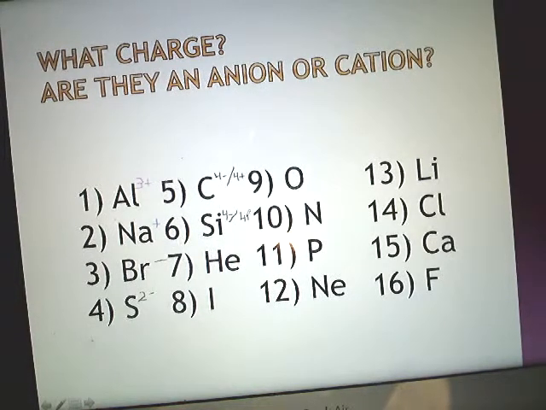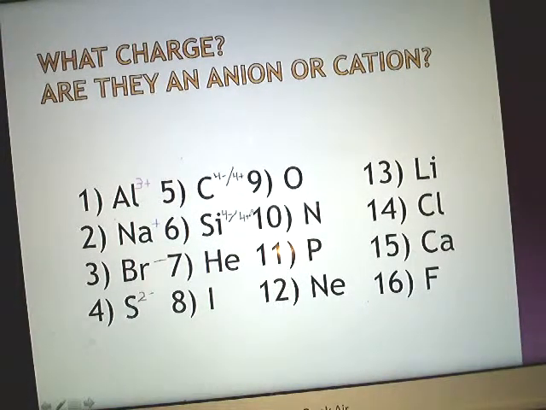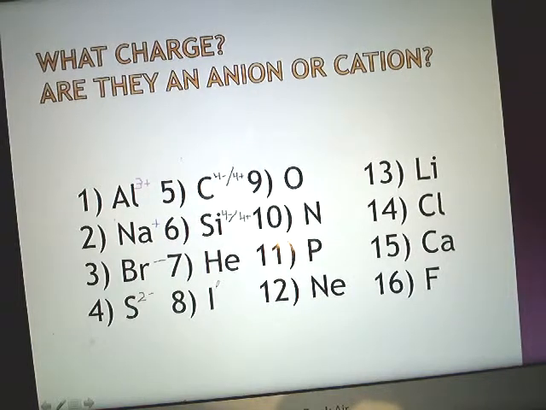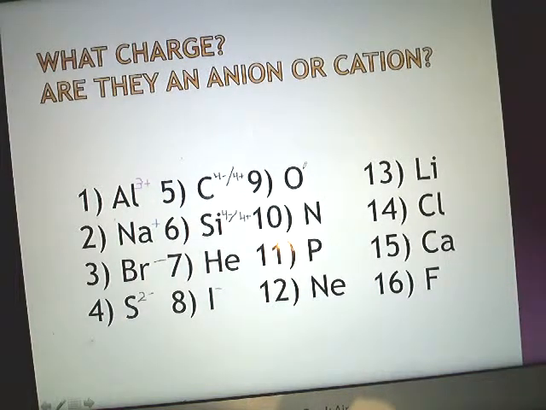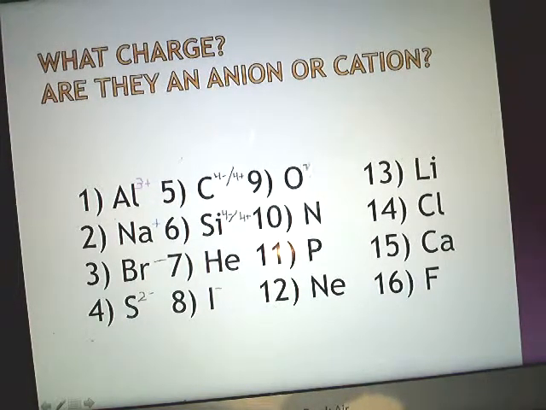Now if we move to helium, helium we notice is in group 8. It has a full outer shell. It will not form an ion. So I guess that's a trick question. Iodine, I minus, and then oxygen, 6 electrons, so it gains 2 to become 2 minus.